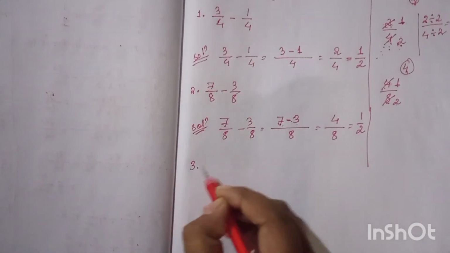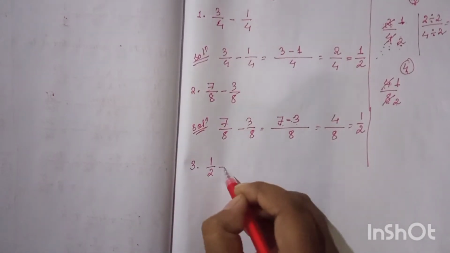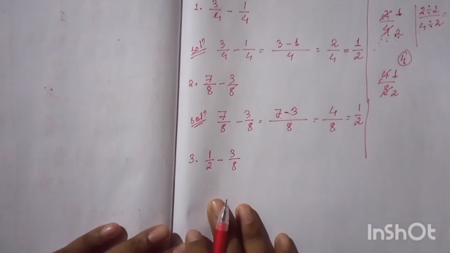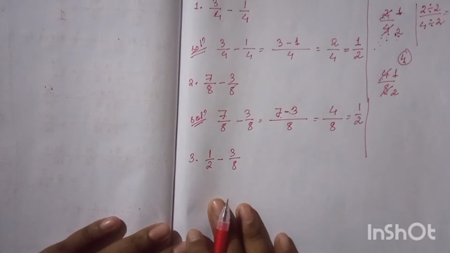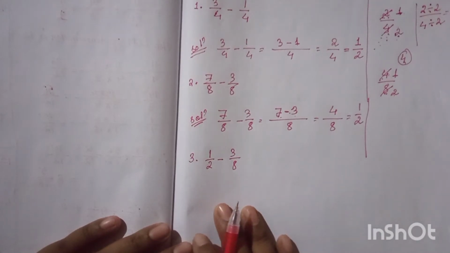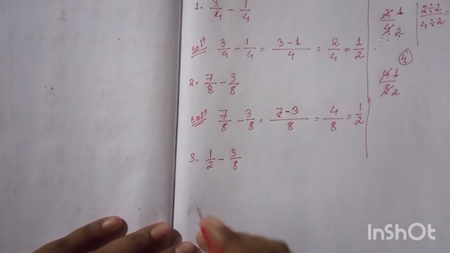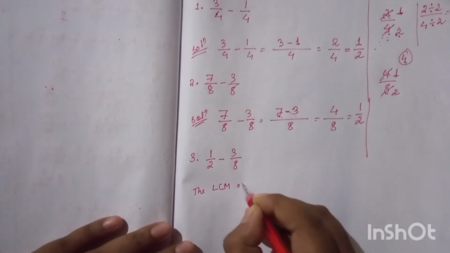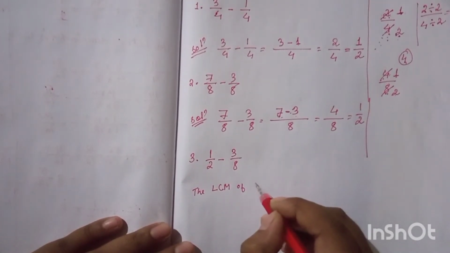Now question 3. It is an unlike fraction. When we have unlike fractions, first of all we need to make them like fractions. And how are we going to do that? For that we are going to find out the LCM of the denominators.